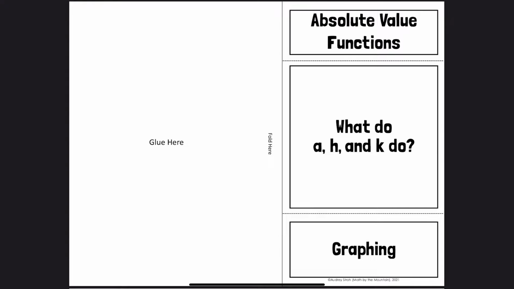All right. So today we're going to talk about absolute value functions. We're going to talk about what they are, what the different pieces are, and then graphing them.